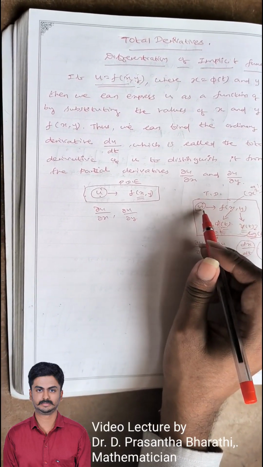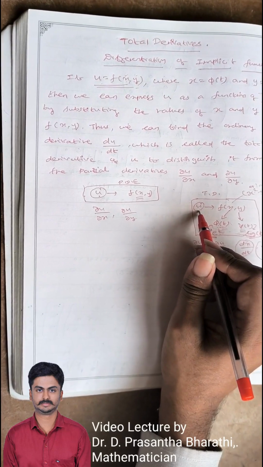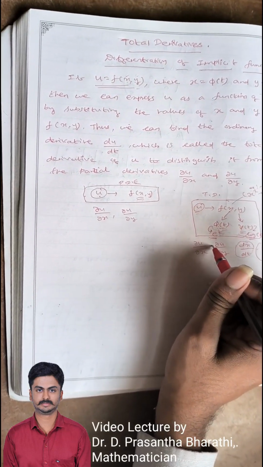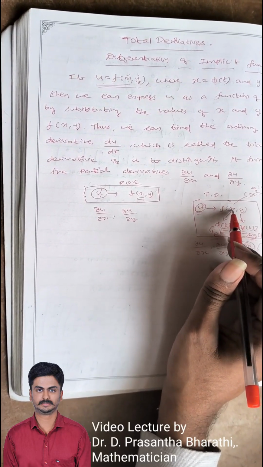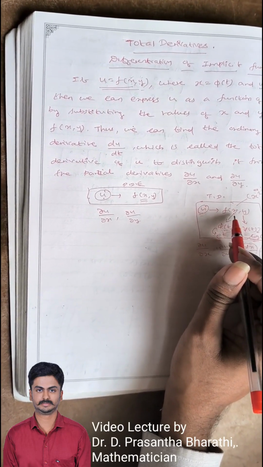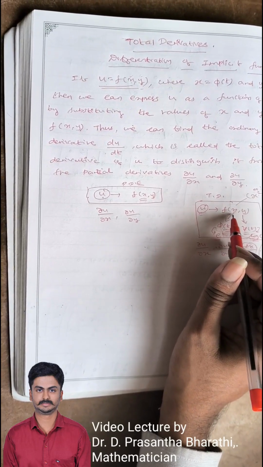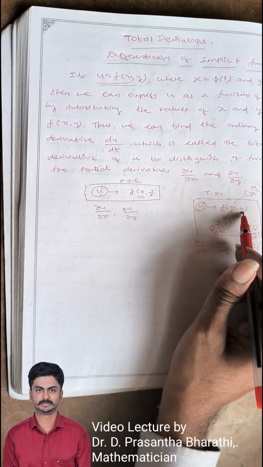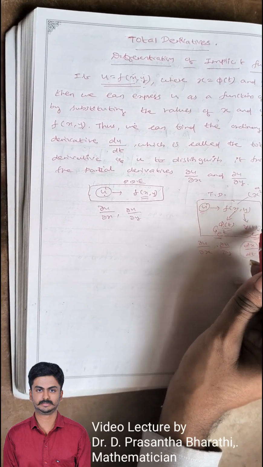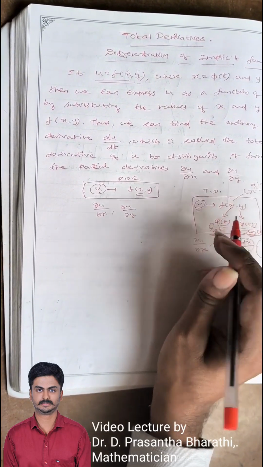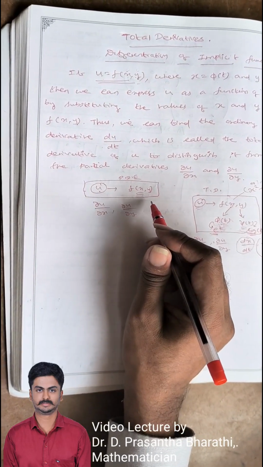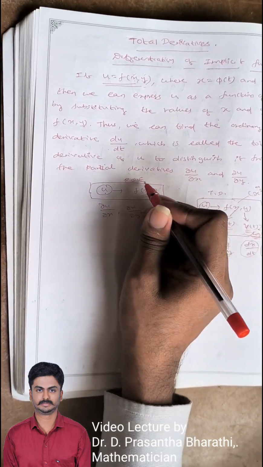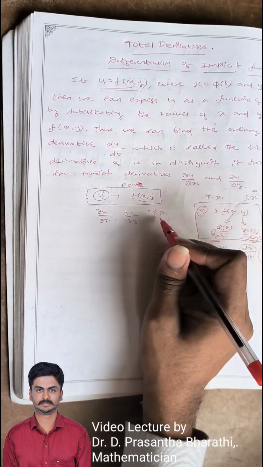So here there is one dependent variable and two independent variables, whereas for x and y, for one dependent variable there is one independent variable. So this is the main difference between partial derivative and total derivative.